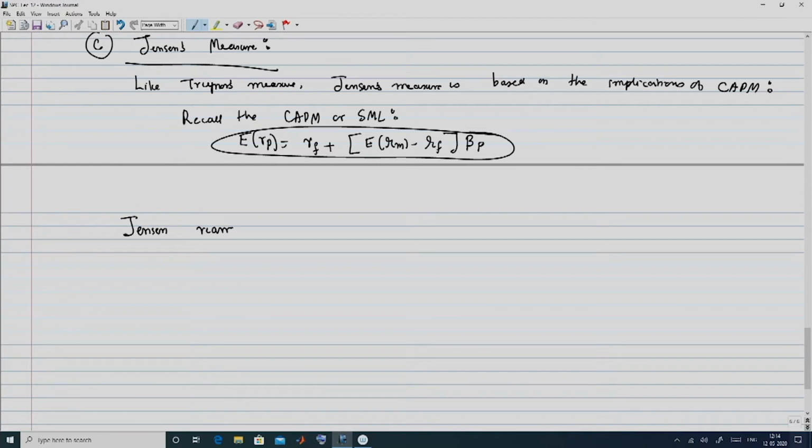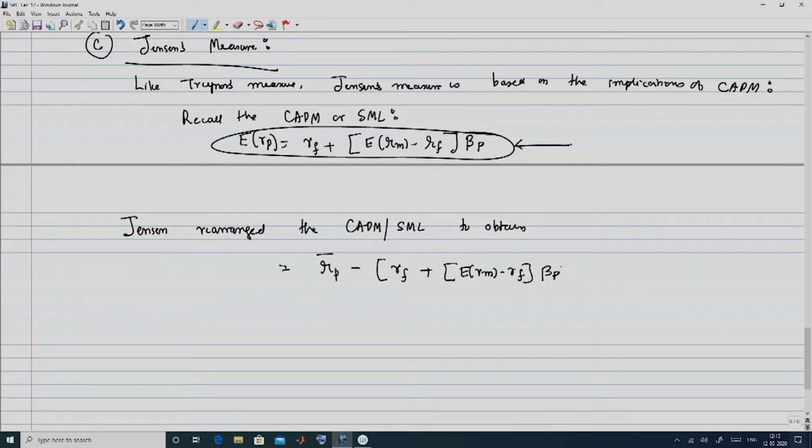So Jensen rearranged the CAPM or the SML to obtain the following. What Jensen did was look at the expected return of the portfolio, R_P bar, and subtract the expected return given by CAPM, which is the expression on the right hand side, R_f plus E(R_M) minus R_f into beta_P, and call this alpha_P.